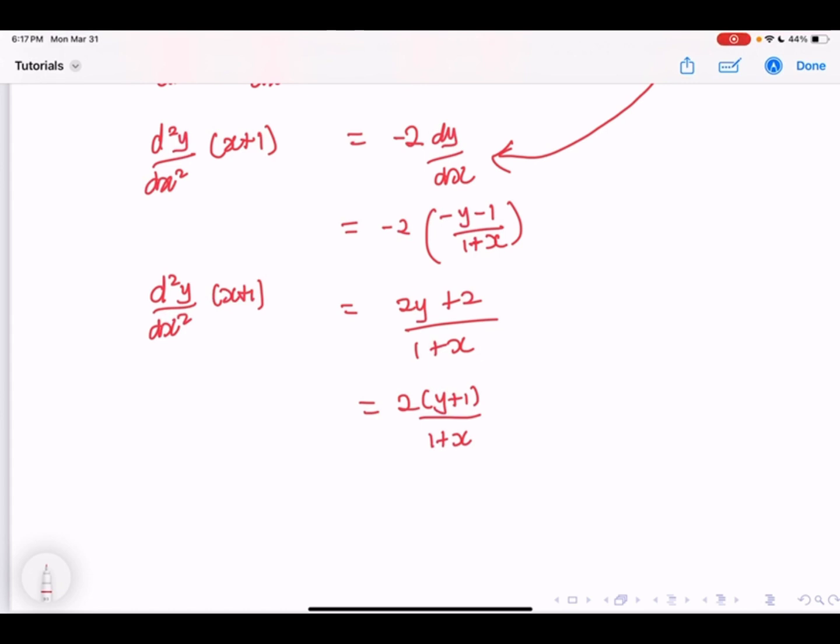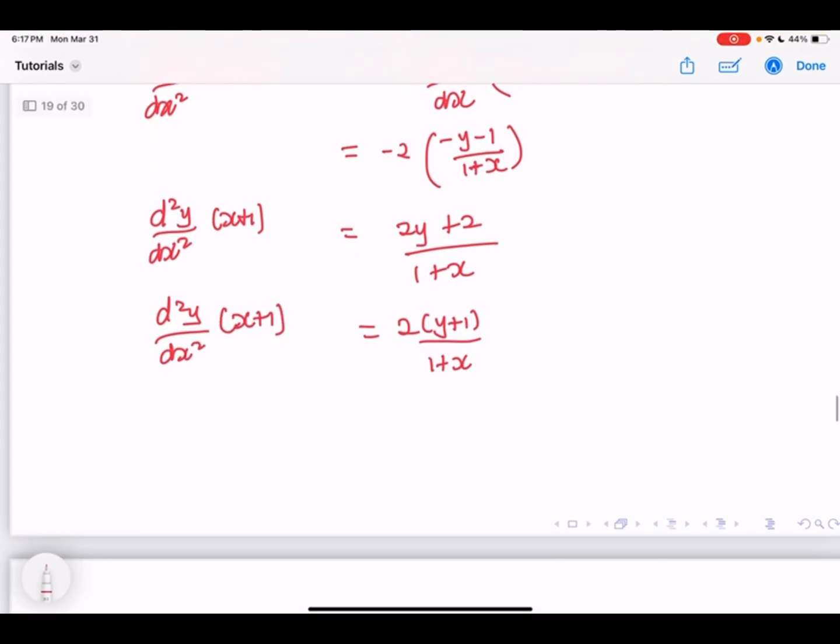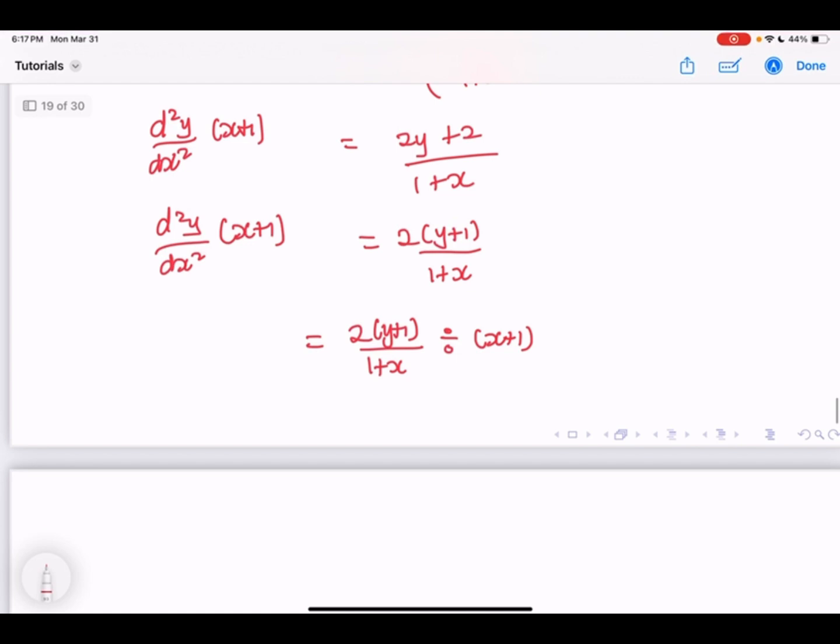Now we need to make the squared y on the x squared the subject, so what should we do? We divide by x plus 1, that's the coefficient attached to the squared y on the x squared. So dividing through by x plus 1 gives 2(y plus 1) times (x plus 1) divided by (x plus 1). So we are going to have 2(y plus 1) on (1 plus x) multiplying 1 over (x plus 1).